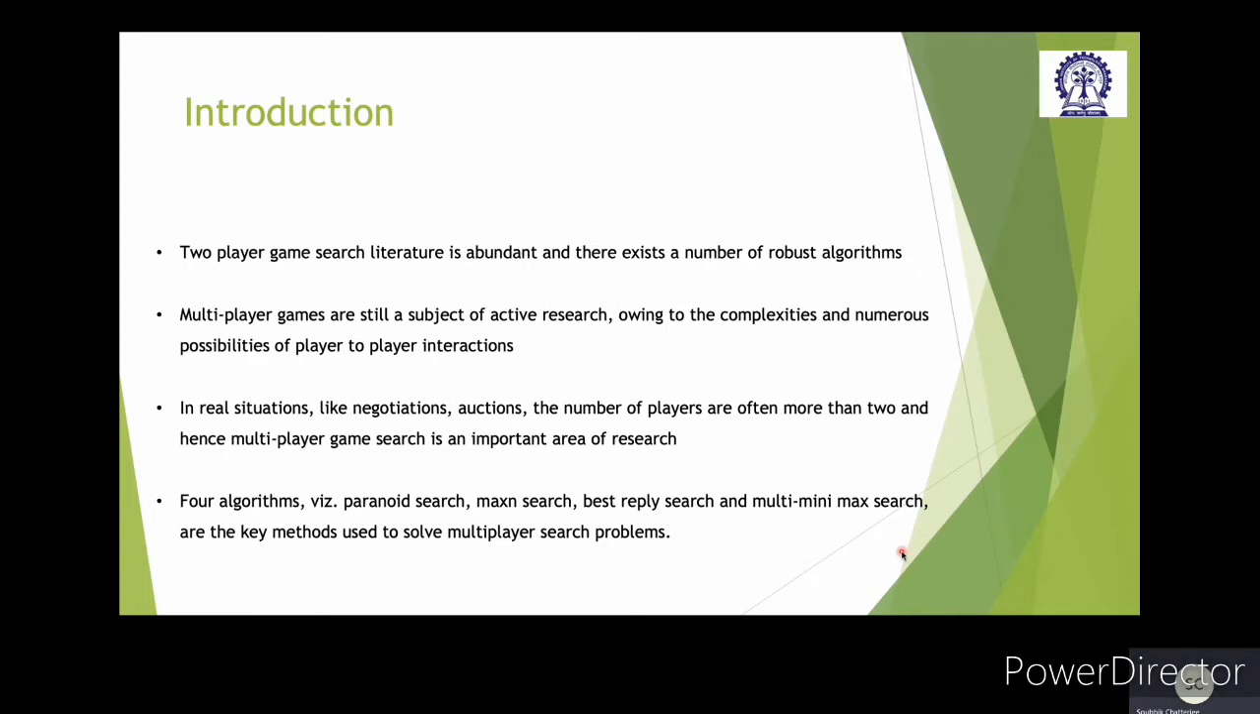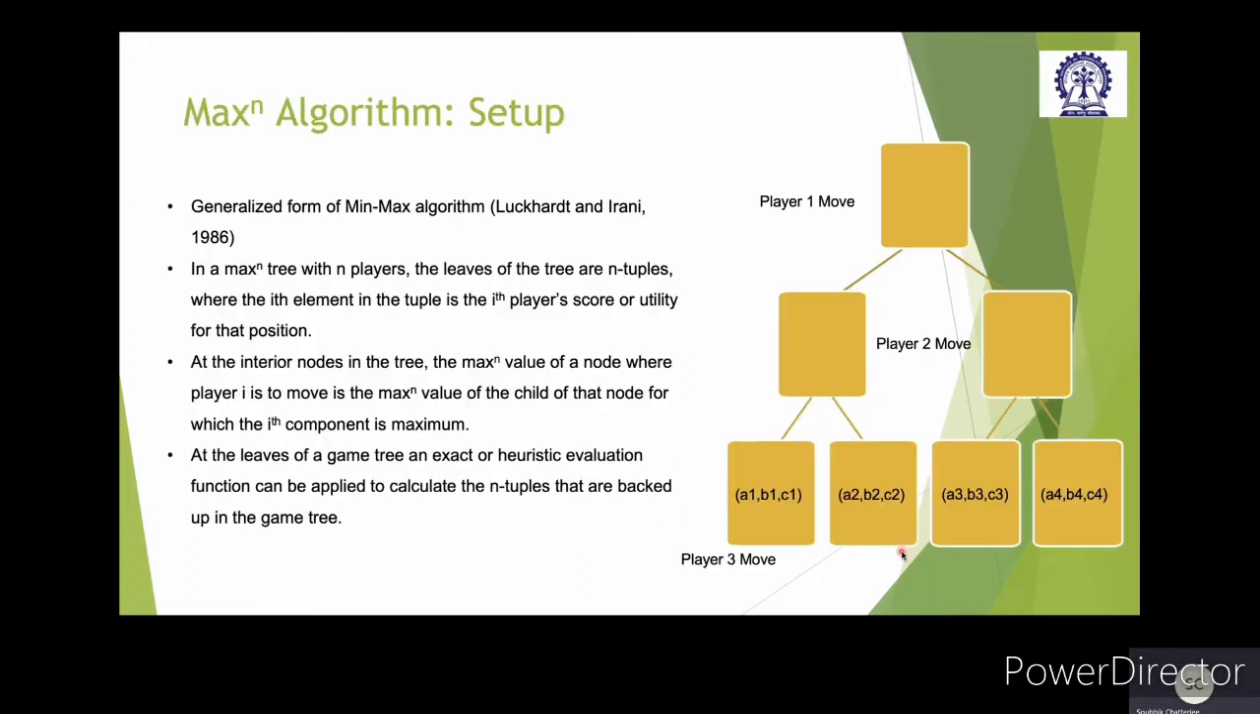So I will start with the MaxN algorithm. This was first mentioned by Luckhardt and Irani in a paper in 1986. So as you see on the graph on the right side, we have, similar to the Minimax algorithm, each player makes a move alternatively. So player one, player two, and then player three makes a move, and the payoffs are denoted by a set of n numbers, which denotes the payoff of each player at that node.